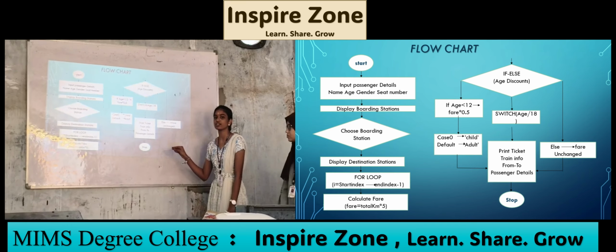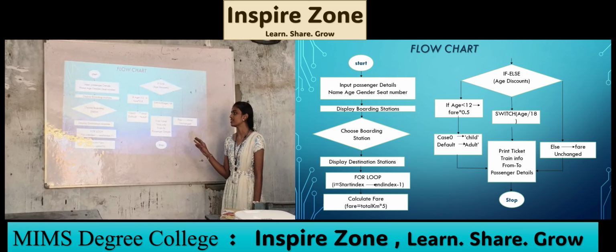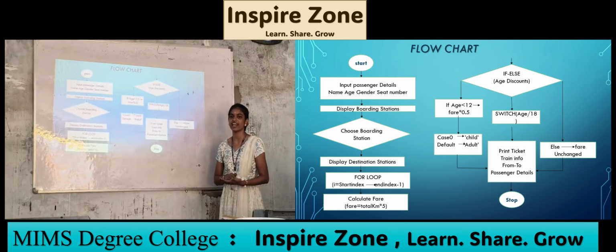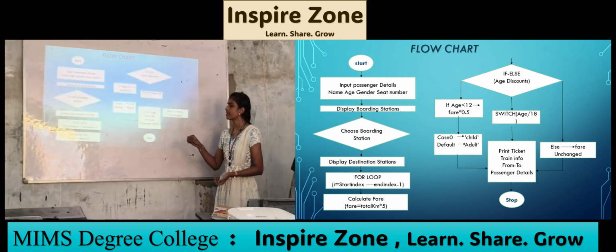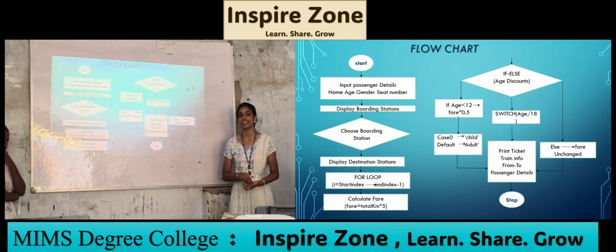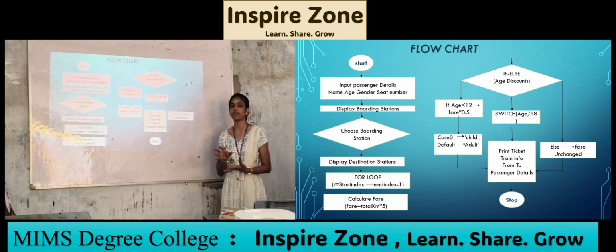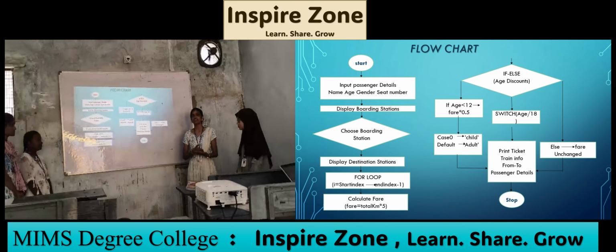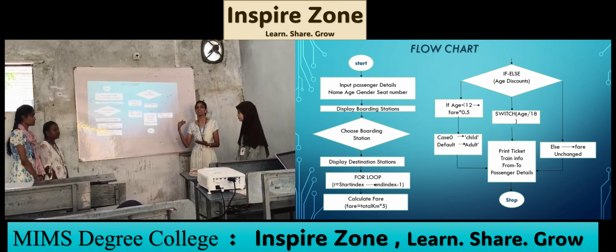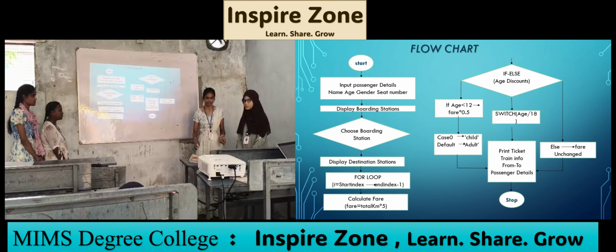In this program, we display the passenger type, whether they are adult or child. Here we use the for loop to calculate the discount according to their passenger type. If adult, then the discount will differ from the child.